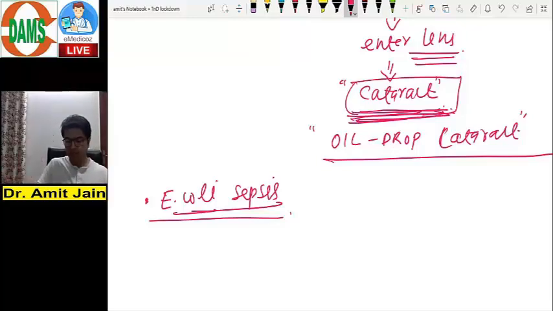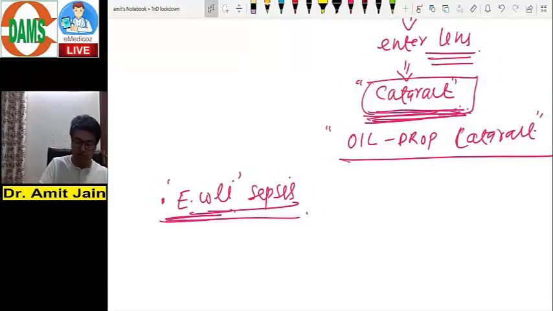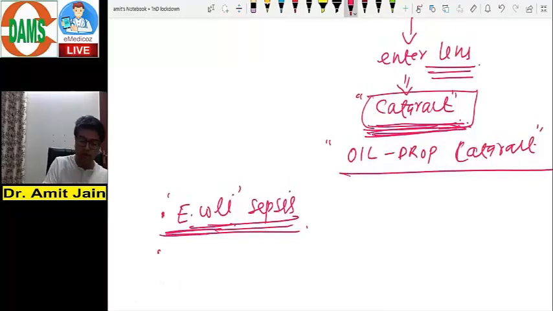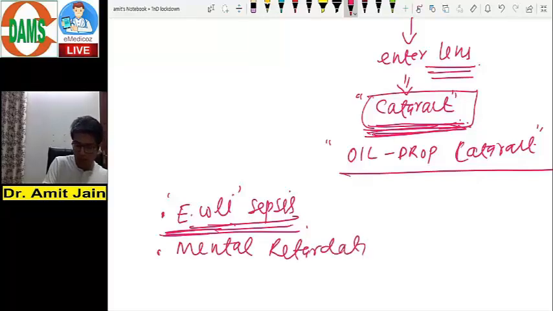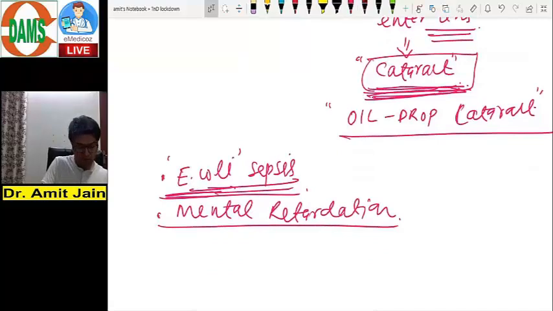This is a bacteria, as you remember, and it is particularly involved here, E. coli. So Escherichia, right? You know what E. coli is. So E. coli sepsis specifically. Why the immunity is low is not very well understood till now. Fine. This baby later on will develop mental retardation, again if not taken care of. So mental retardation will develop.